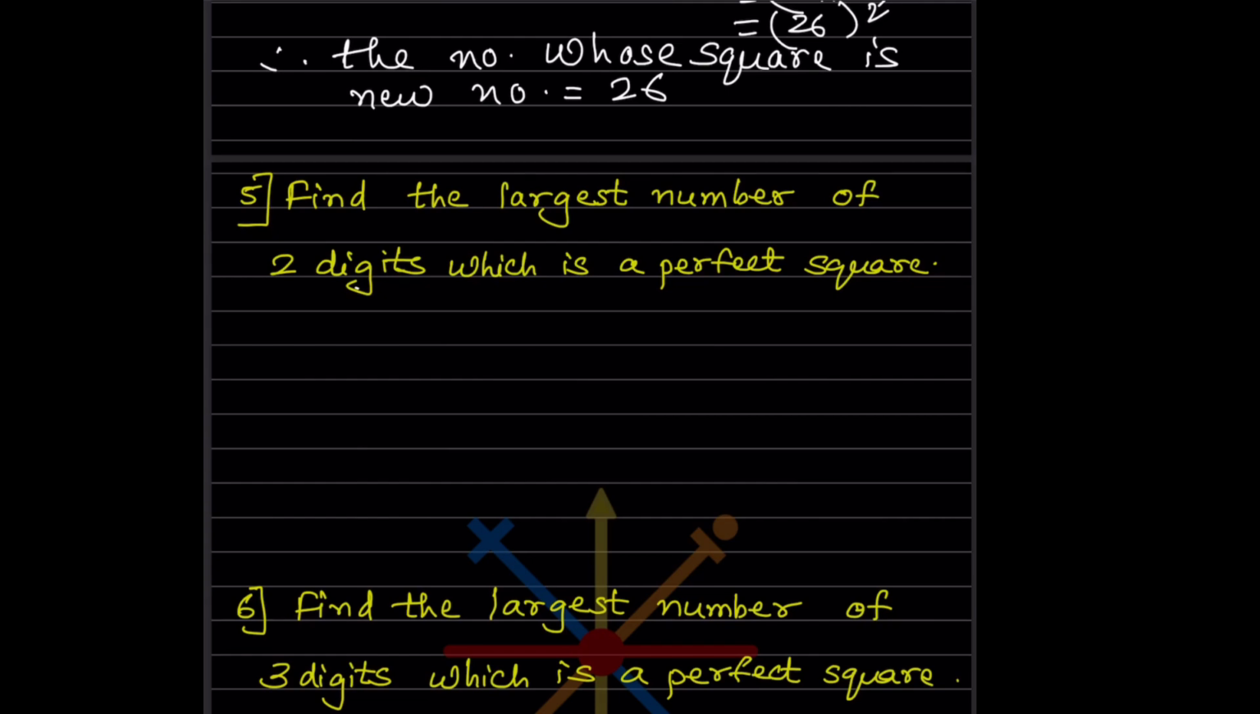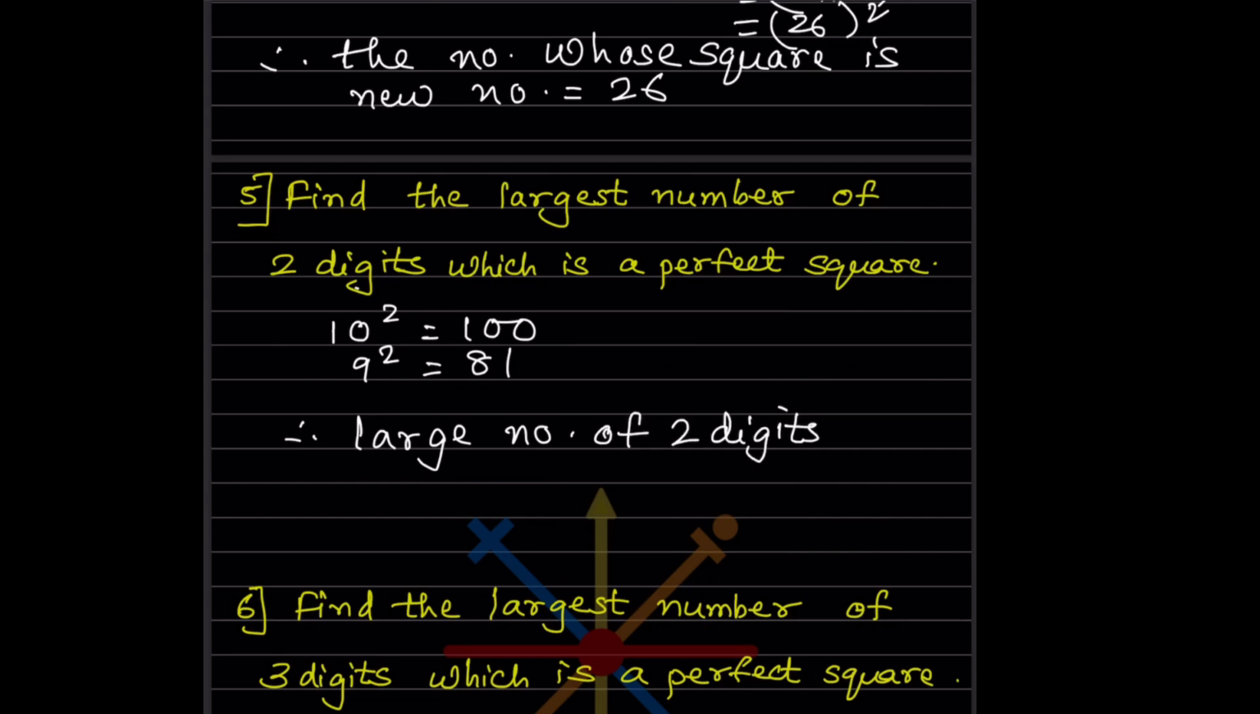So we know 9, this will be 81. Now see here 10 square, but that is a 3 digit number. So you can write here 10 square is 100. So before that the possible one is just 9 square. So 9 square is going to be 81. So we can write here, therefore largest number of 2 digits is 81, which is a perfect square.